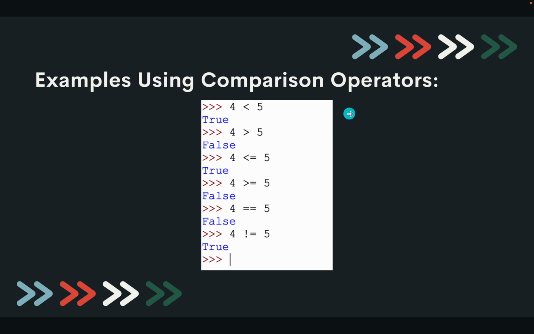Here are some examples using comparison operators. First we have 4 is less than 5, which is a true statement, so true is outputted. Then we have the statement 4 is greater than 5, which is false. 4 is less than or equal to 5, which is true. 4 is greater than or equal to 5, which is false. 4 equals 5, which is false. And then 4 is not equal to 5, which is true.